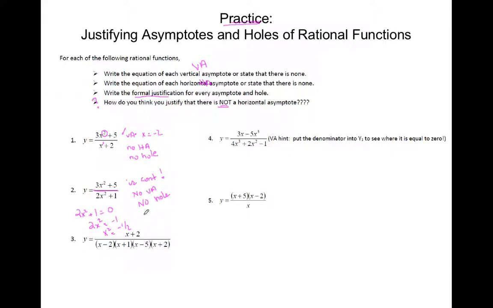What about a horizontal asymptote, though? Look at the degree. Squared over squared, equal power. So your horizontal asymptote is at the ratio of the leading coefficients. Crazy.